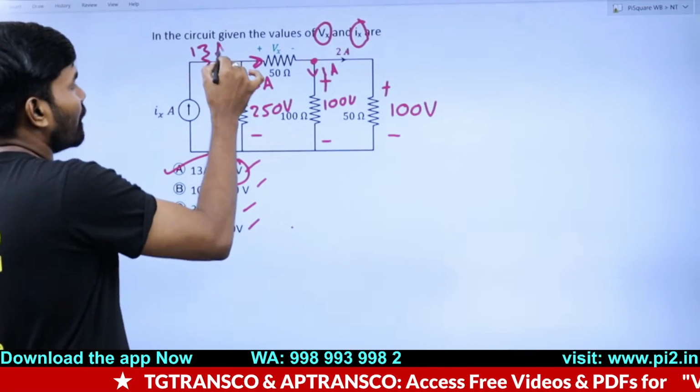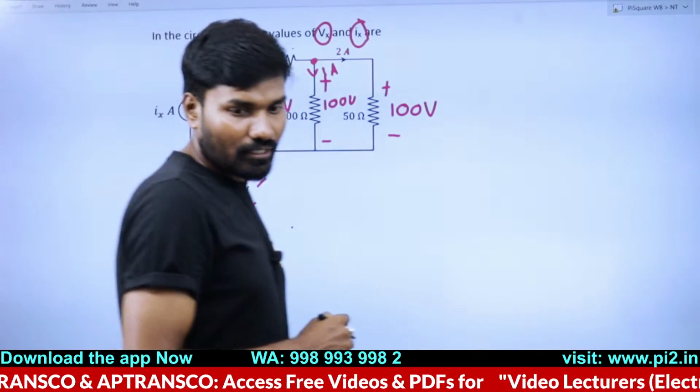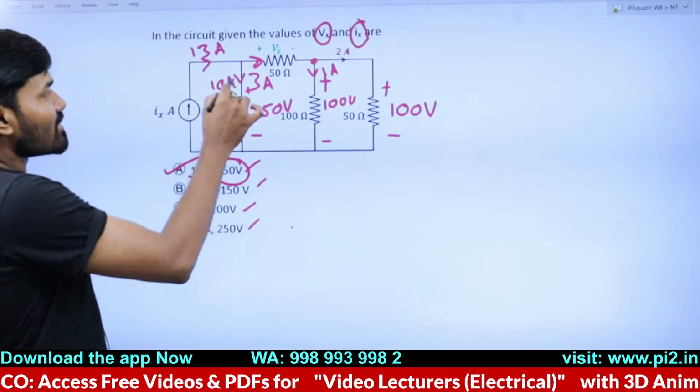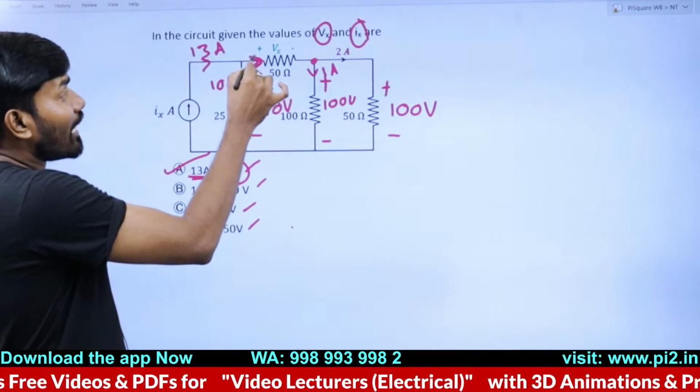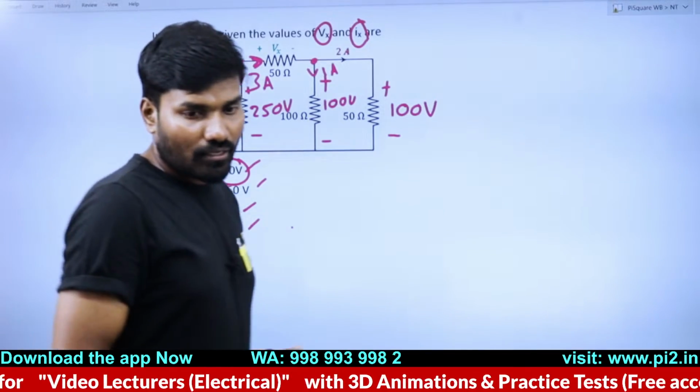The current is 13 ampere. Answer is option A. Not 10 ampere, buddy, it is 13 amperes. Because this current is 10, you need to add this current also, Madhuteja, KCL. Are you clear?